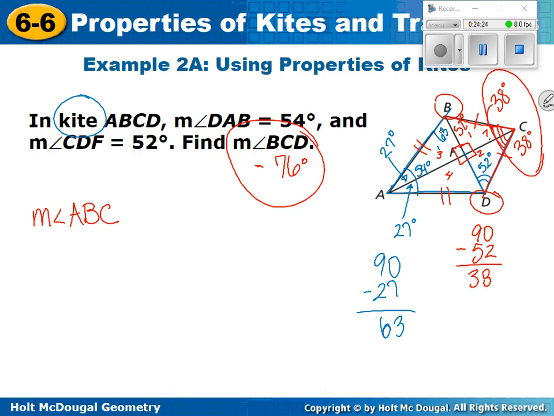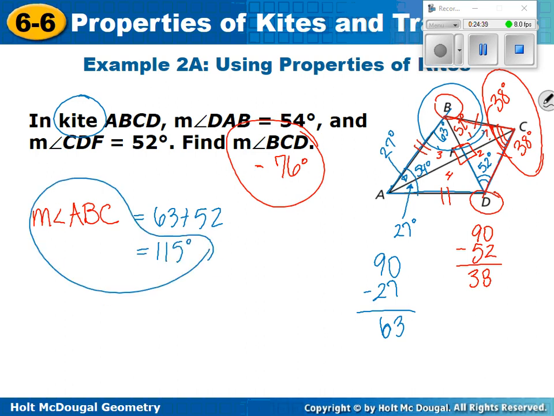So that's this angle right here. And then what did you do to figure out this whole big angle ABC? Add them together. So 63 plus 52 gave you 115. Don't forget your degree symbol. Don't forget the little m. Questions on that one?